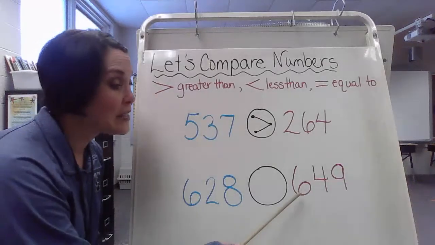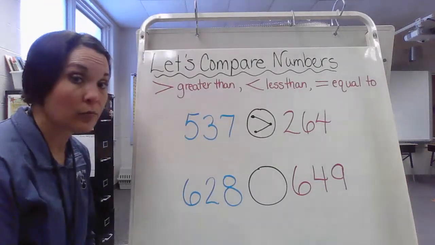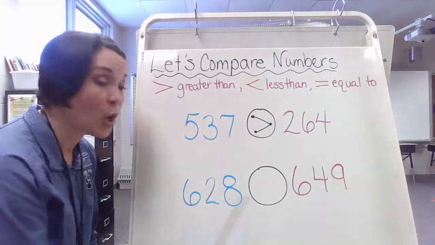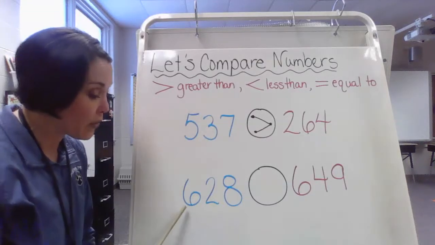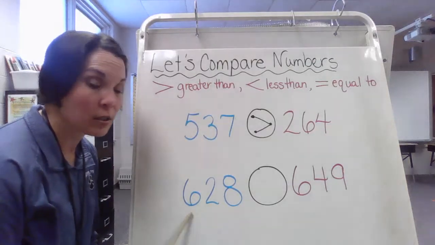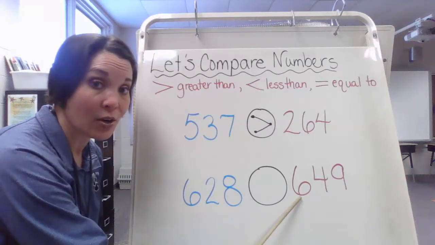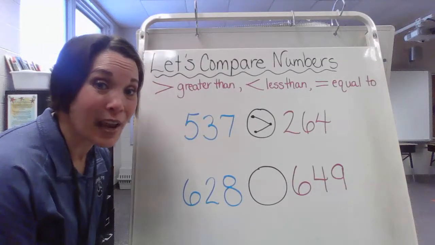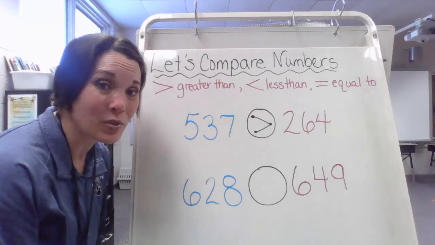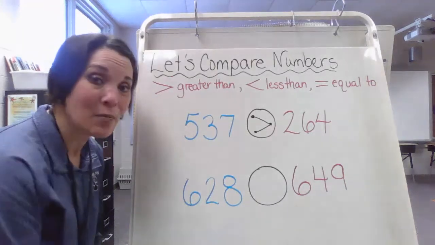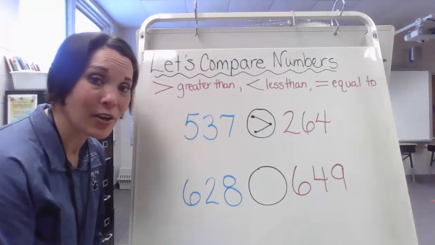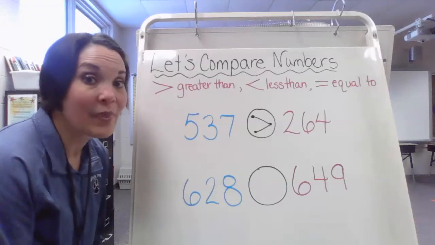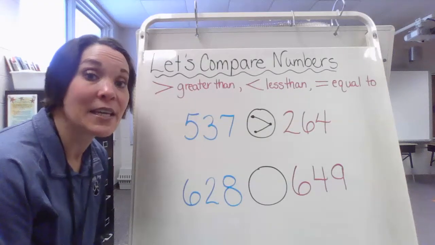We have 628 and 649. When we talked about this, we want to start with the greatest value, which is going to be our hundreds place. We have a 600 here and a 600 here. What did we say before? If the numbers are the same, it's hard to compare them, especially in the same spot. The value of 600 versus the value of 600 is the same thing. Can't compare those, so I have to take it a step further.